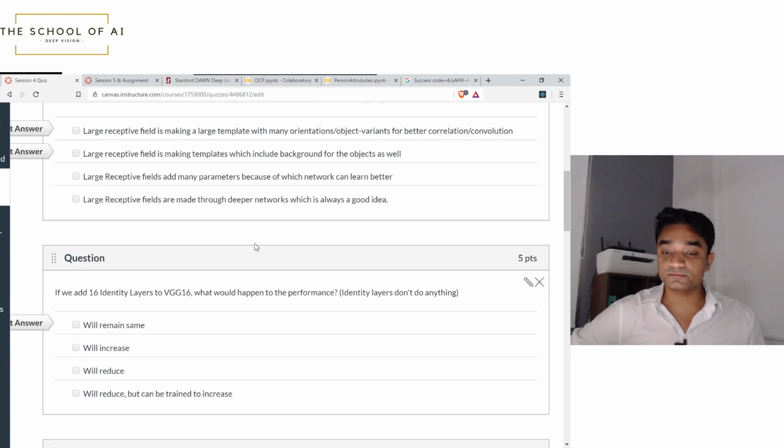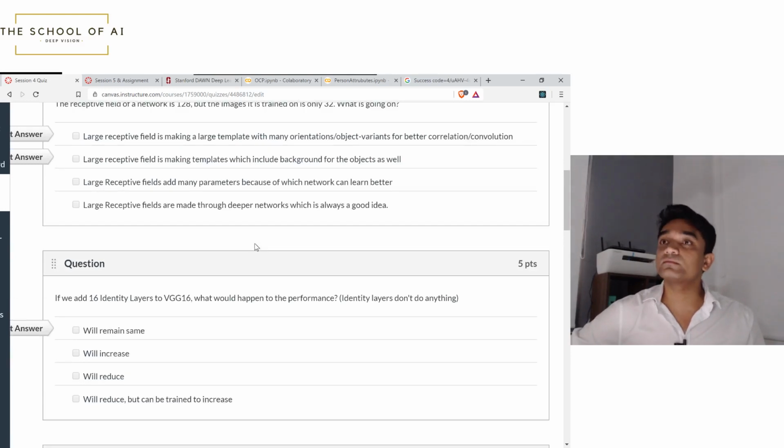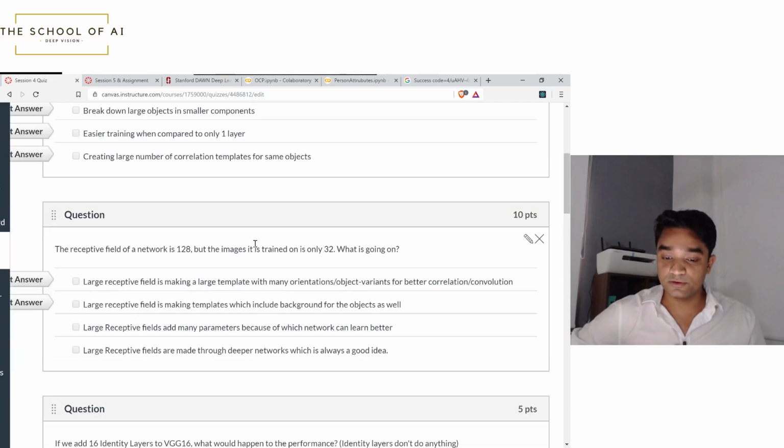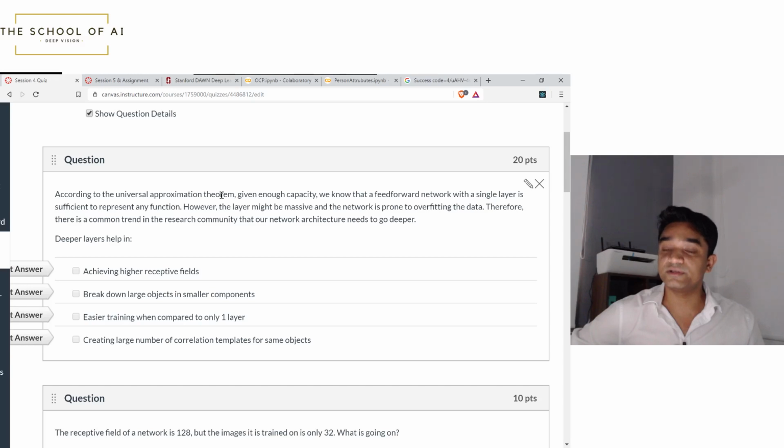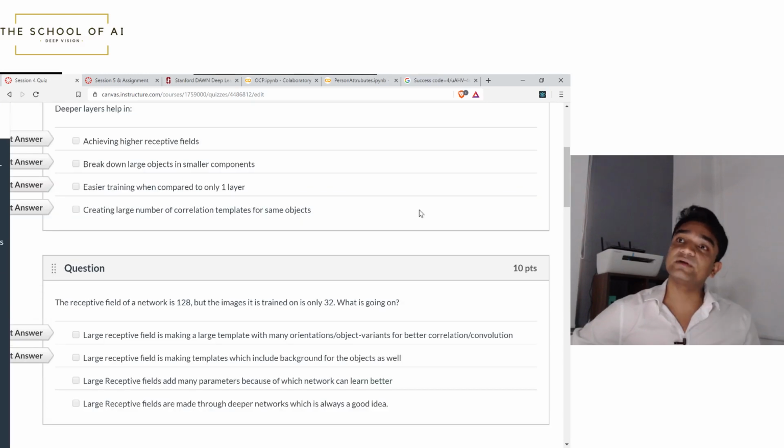Of course, it adds more parameters. A larger receptive field means more layers, which means more parameters. Okay, so you need to go back to this question then. However, one layer might be massive and the network would be prone to overfitting. So you're actually comparing one network with another network with the same number of parameters, now that you're going deeper.